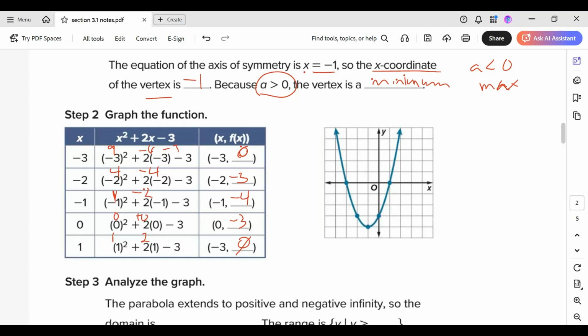And then we plot our points. So negative 3, 0 hits our x-axis, negative 2, negative 3, negative 1, negative 4, that is our vertex. 0, negative 3, here is our y-intercept. And then we have 1, 0 again here. This is also an x-intercept. And this is our other x-intercept.